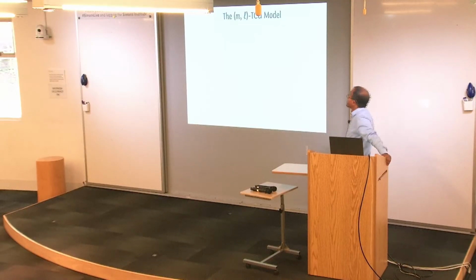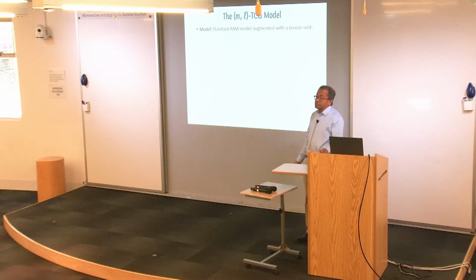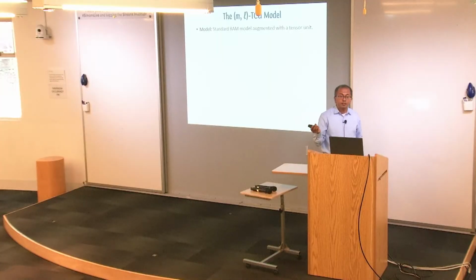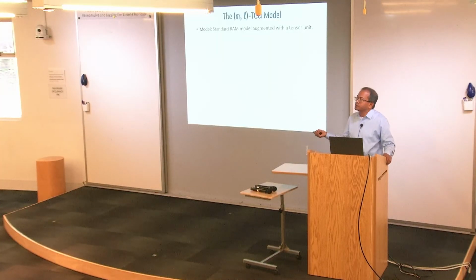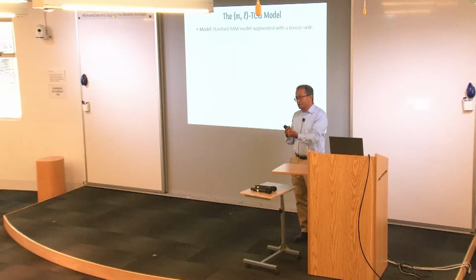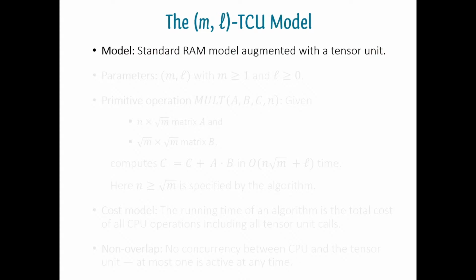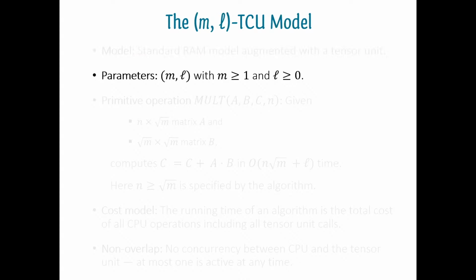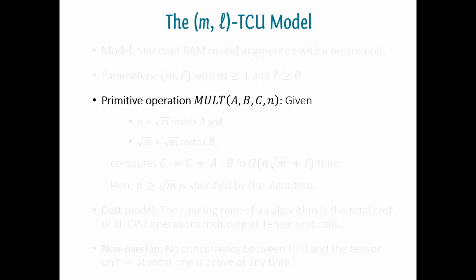Okay, so now we have this MLTCU model. This is really just the standard RAM model extended with a tensor unit, so the CPU has access to a tensor unit, right? That's it. Single CPU, one of the major limitations, with the tensor unit connected to it. Unlike the RAM model, we have two parameters, M and L. What they mean will become clear later.